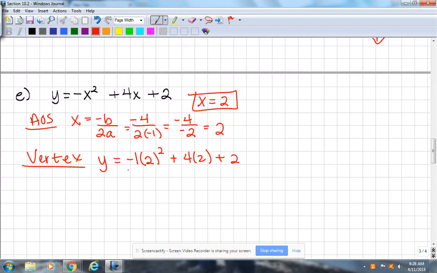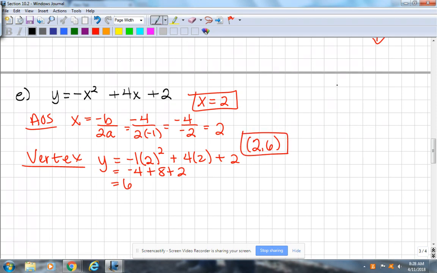4. 4 times negative 1 is what? Negative 4. Always do exponent first. And then plus 8 plus 2. What does that equal? It's 6, isn't it? So my vertex is what ordered pair? 2, 6. And make sure you put parentheses around your ordered pairs.